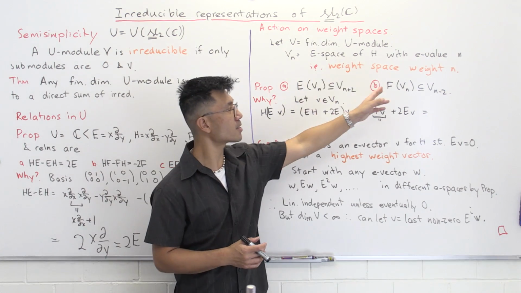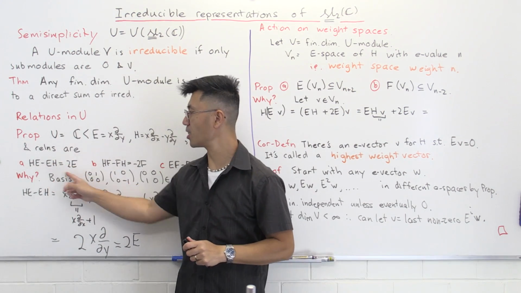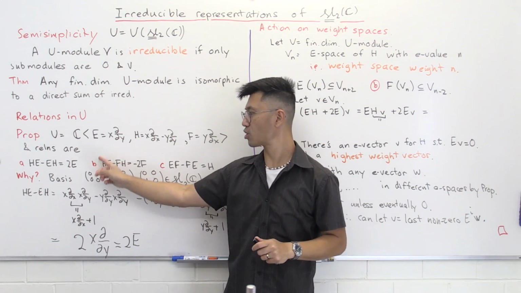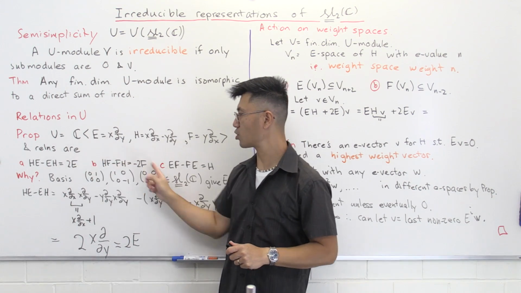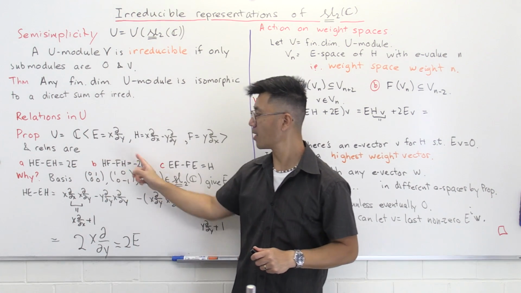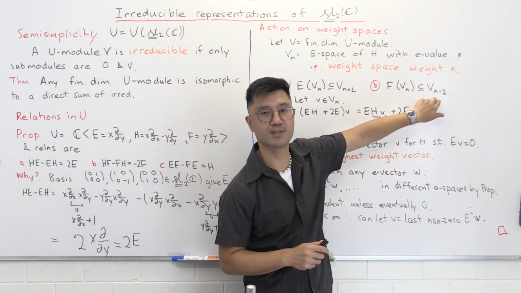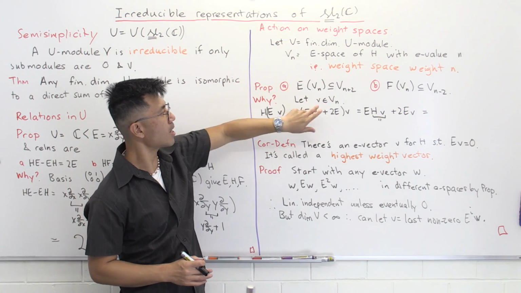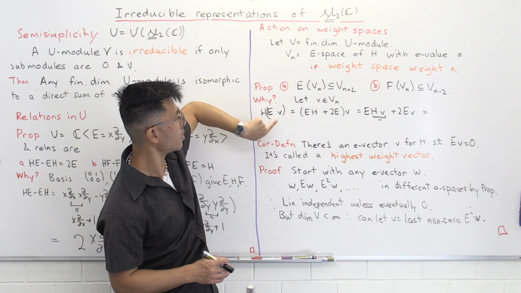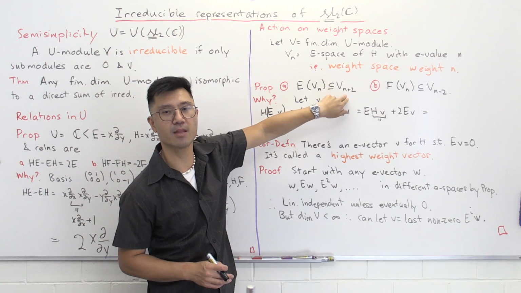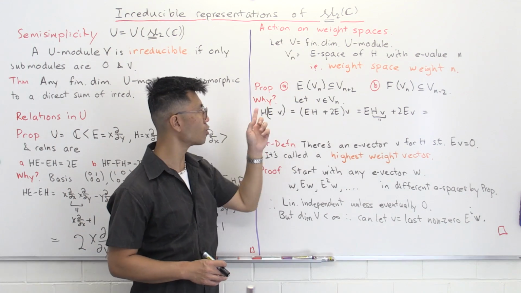Both of these have a similar proof. The proof of part A uses this relation here. The proof of B uses the analogous relation over here, and the fact that the commutator gives you plus 2E here and minus 2F here, and that's why there's a difference in whether you shift up or shift down. So let v be inside this weight space Vn. We're going to apply E to it, so Ev. We need to check that it's inside Vn plus 2, so we check that it's an eigenvector with eigenvalue n plus 2 for H.